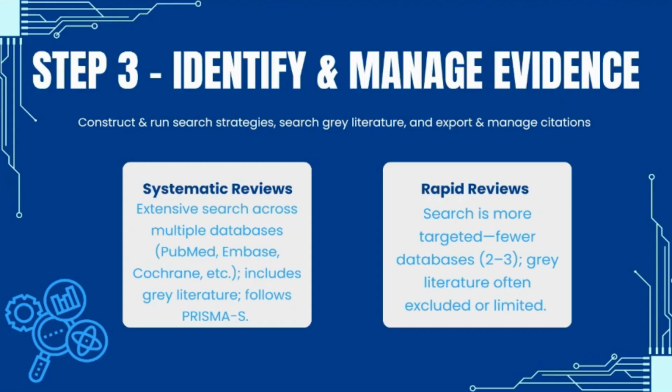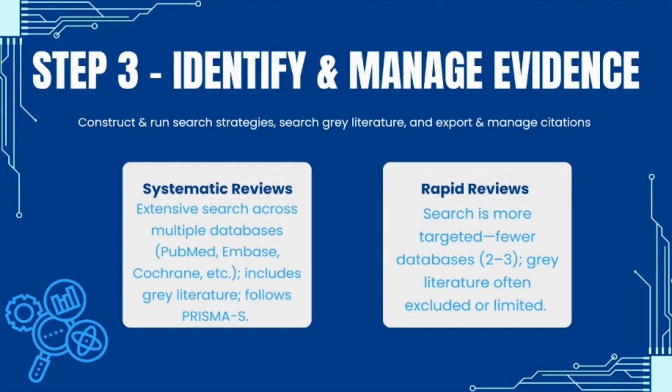Rapid reviews, on the other hand, may focus on fewer databases and exclude gray literature to speed up the process. Managing this evidence involves exporting citations and using tools like Covidence for efficient screening. One of the most important steps in conducting a systematic review is searching databases. This is how we gather all relevant studies on a given topic.